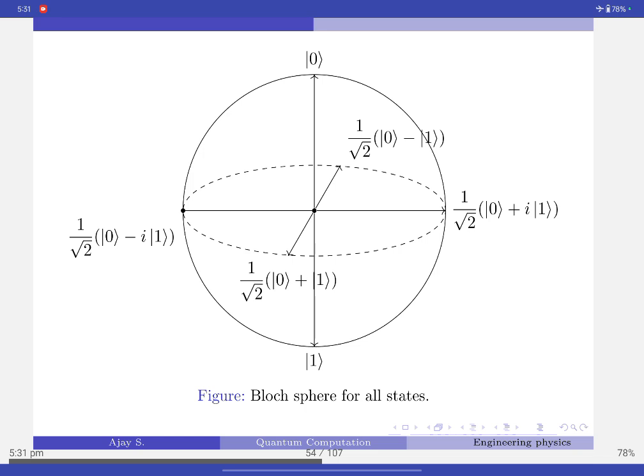So we have all the states represented on the Bloch sphere in this fashion. Ket 0 and ket 1 are in the north and the south poles respectively, and the remaining states all on the equator. There are an infinite number of single qubit states because A and B can take any value, any finite value. So every point on the Bloch sphere represents a single qubit state.